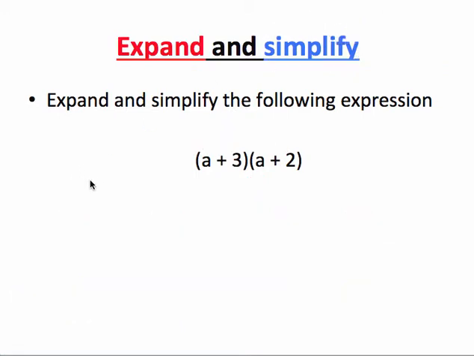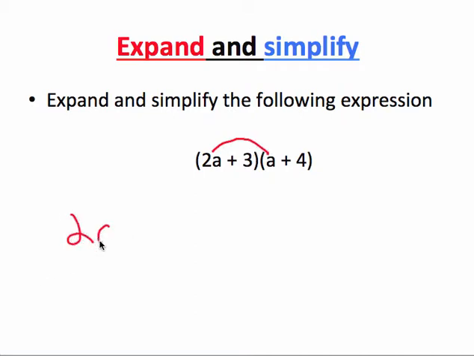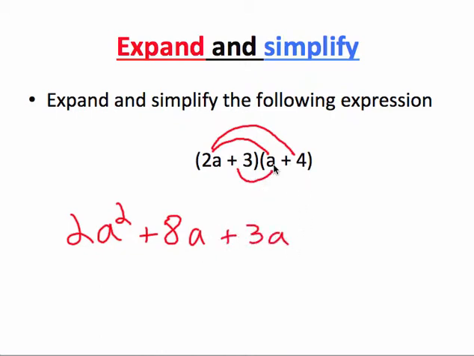So let's try another example, see if we've got that set. Now this one's slightly more complex because I've got a 2A plus 3 and an A plus 4, but the rules are the same. I multiply everything on this side by everything on this side. So I do my 2A multiplied by A, that gives me 2A squared. Then I do my 2A times plus 4, which gives me my 8A, because 2 times 4 is 8, and there's no A's to multiply. Then I do my 3 times A, which is plus 3A, and then plus 3 times plus 4 gives me 12. Again, 1 easy mark.